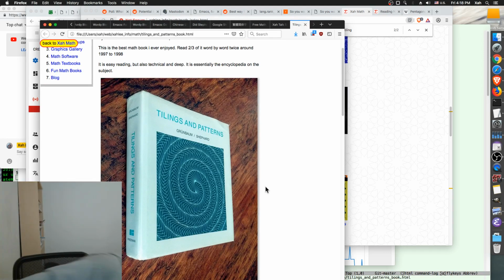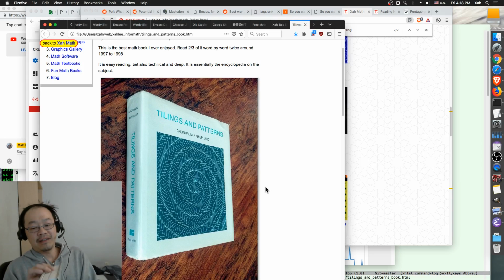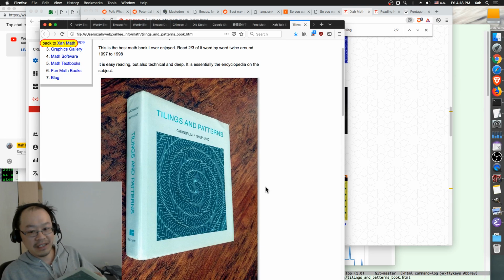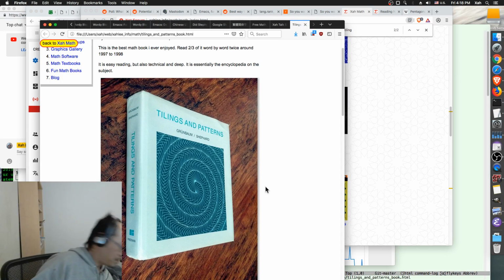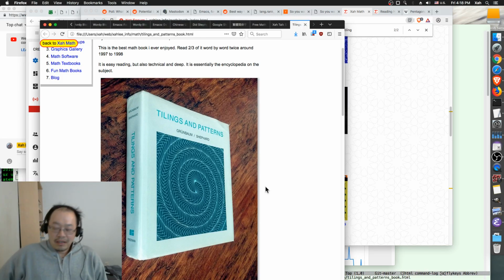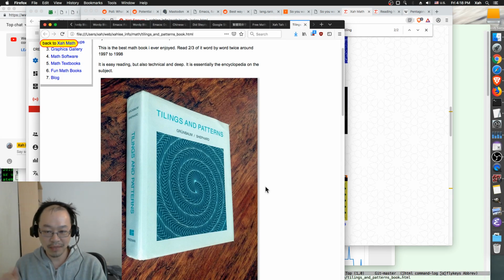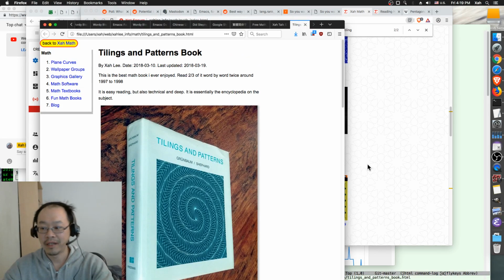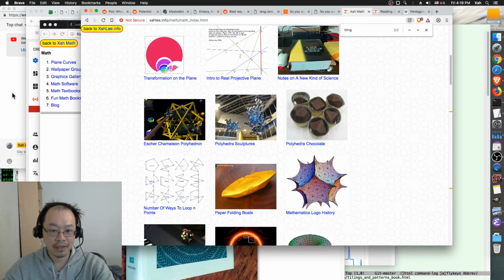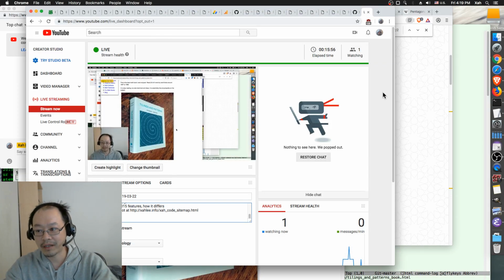So that's this book, Tilings and Patterns. I read most of it, like half of the book, around 1997. I still want to read it. Especially if you are a programmer, you can write programs about it. There are a lot of people who have written programs. I have, for example. Let me show you some of my programs. Why not? Again, if you are new here, just type something, ask me questions.